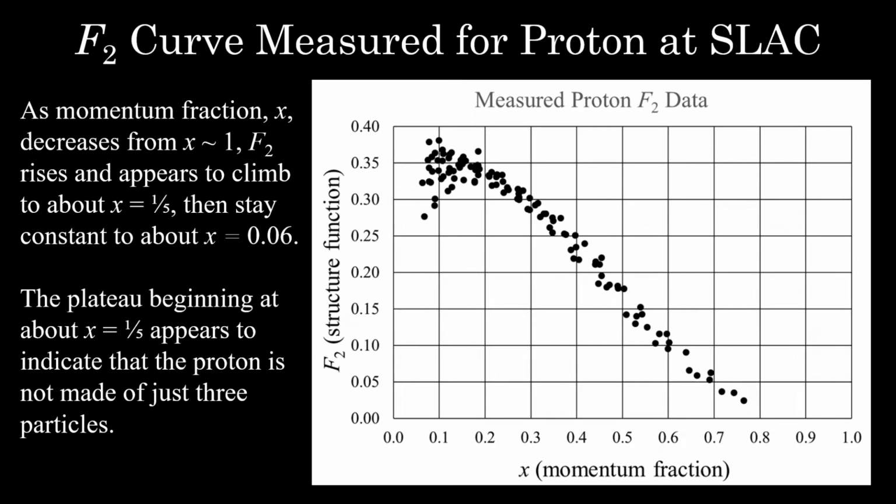When the SLAC data was plotted, the curve did not peak at 1/3. In fact, it did not appear to peak at all. Instead, as the momentum fraction x declined from x equals 1, the F2 value rose from about 0 and continued to rise until x equaled approximately 1/5. Then, it appeared to stay relatively constant as x continued to decline down to about x equals 1/16, the lowest x value measured by SLAC.